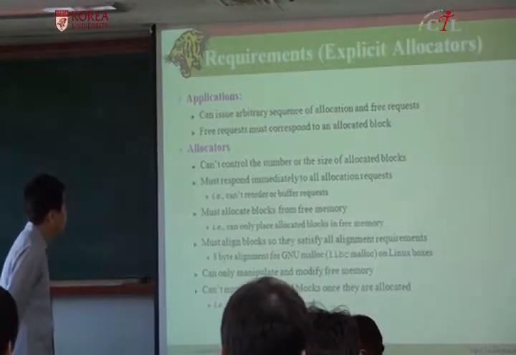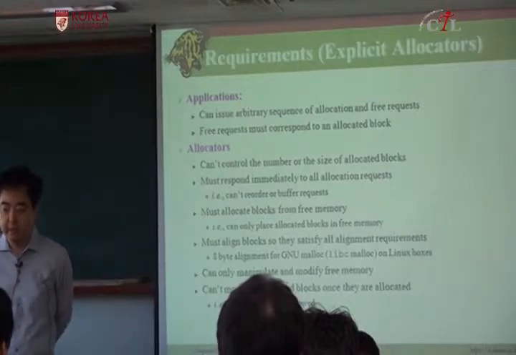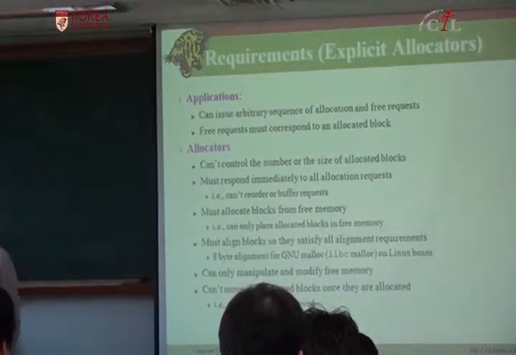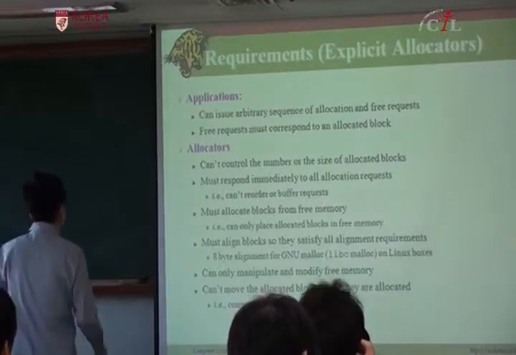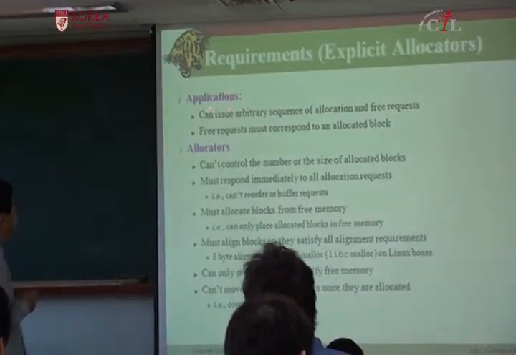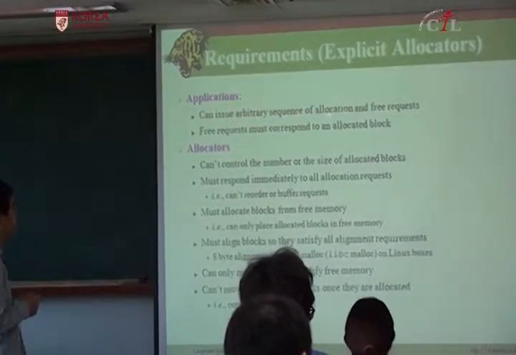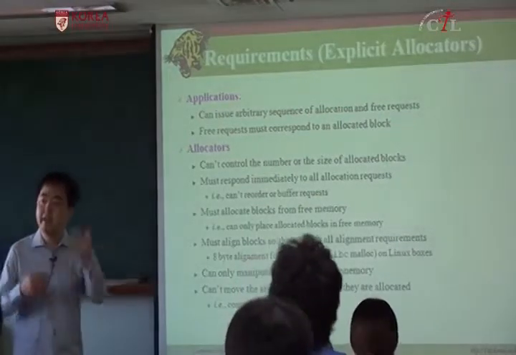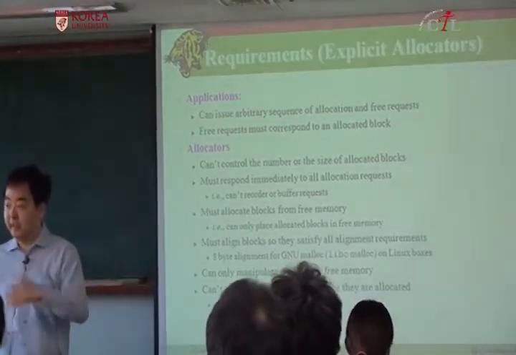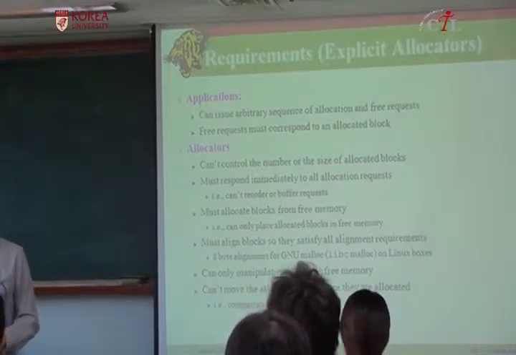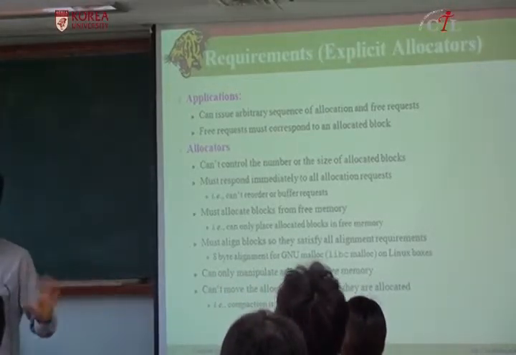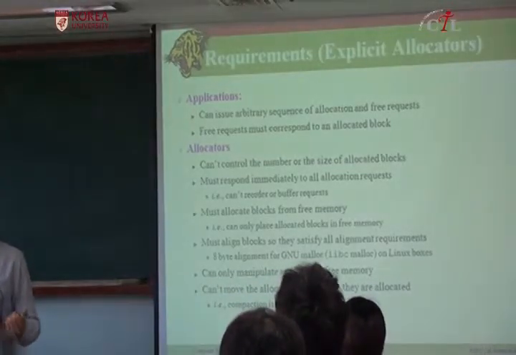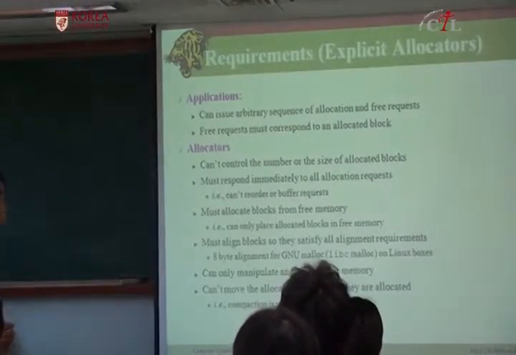So let's look at the requirements for the system, the explicit allocator, what it should do. From the application side, the application can issue an arbitrary sequence of allocate and free. It can request, I request this much, I free, request, and so on. As long as there is a one-to-one correspondence between allocation and free. Otherwise, it means there might be garbage. All right?